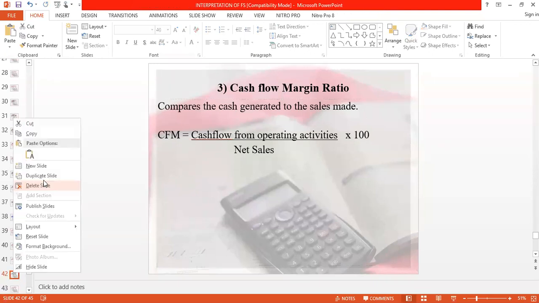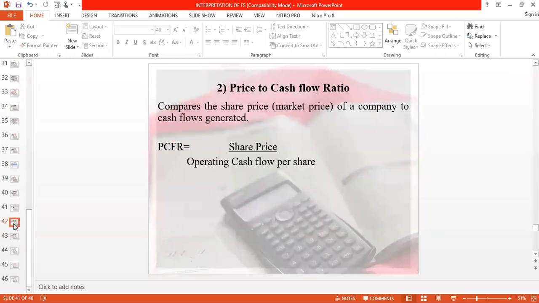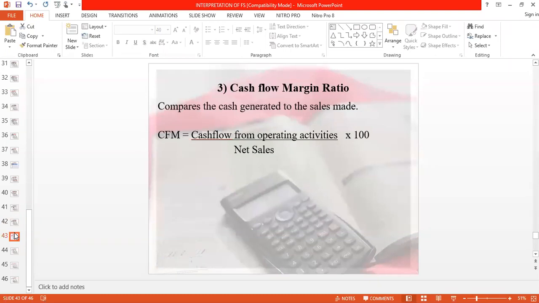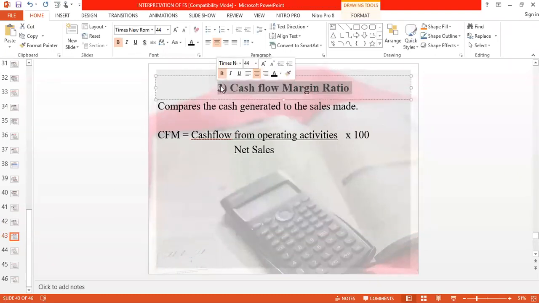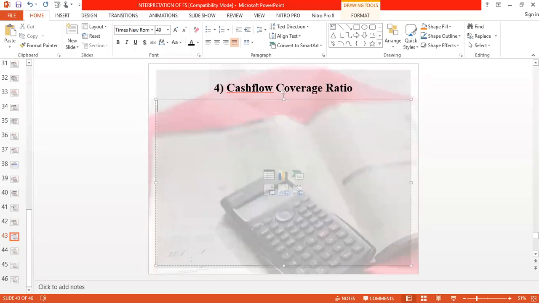Lastly, that was number 3. Number 4 is cash flow coverage ratio. So this again is cash flow from what? Operations.